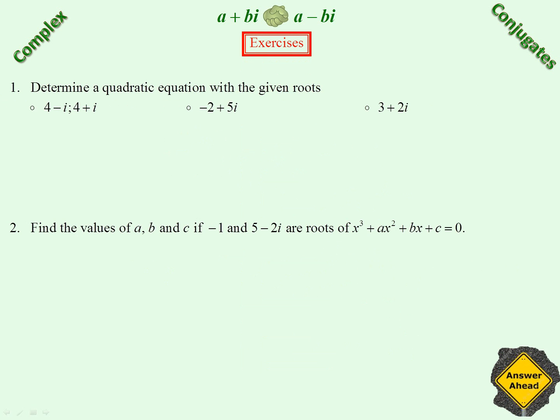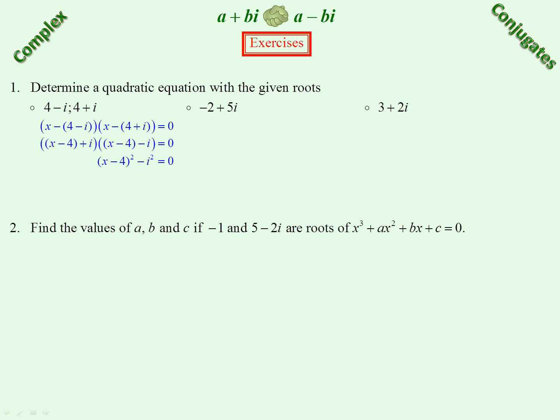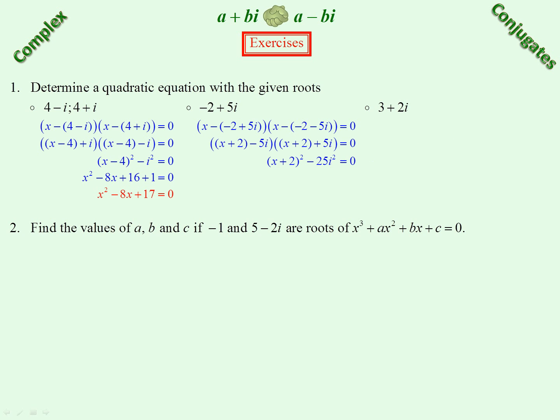Some exercises to try. There are difference of squares, and there's an equation. The next one, we establish that we have the complex conjugate, so we have minus 2 plus 5i, which means we have minus 2 minus 5i. Rearrange, difference of squares, and we multiply out.